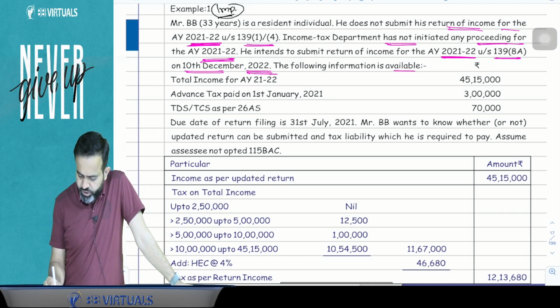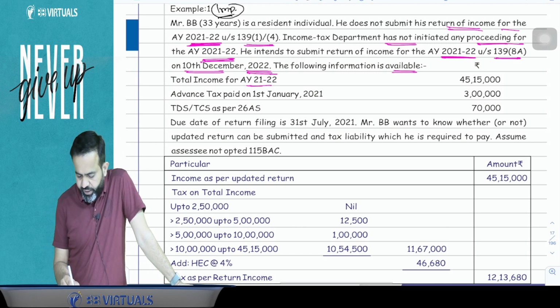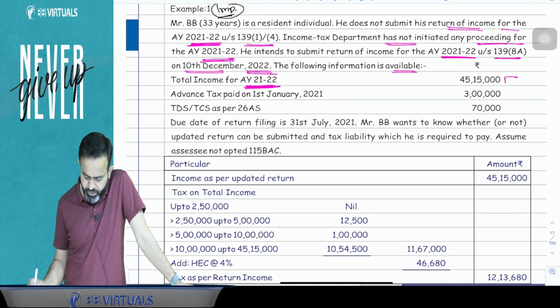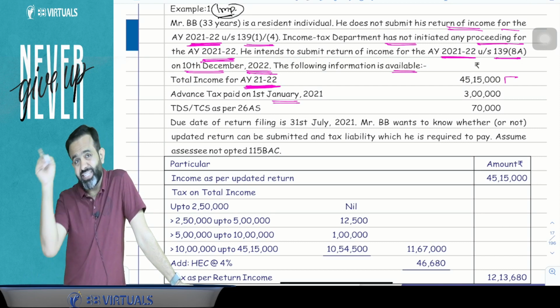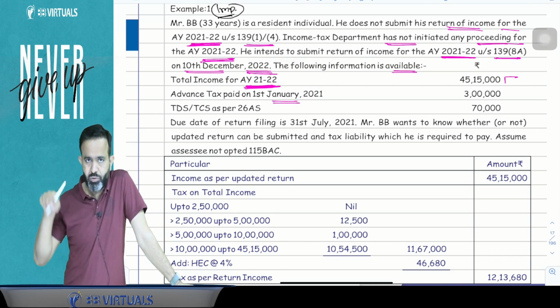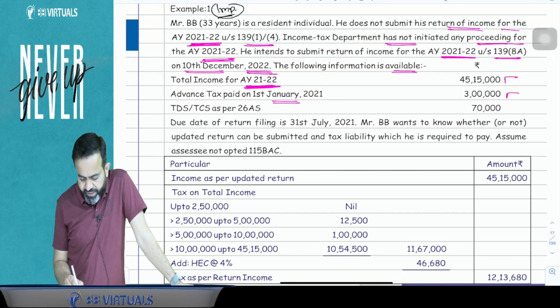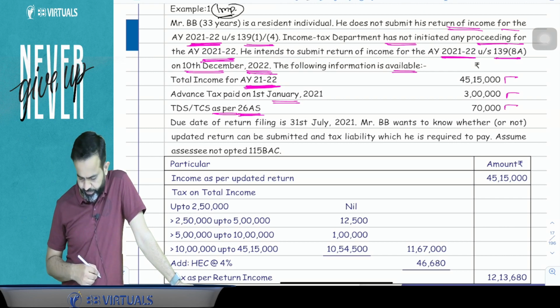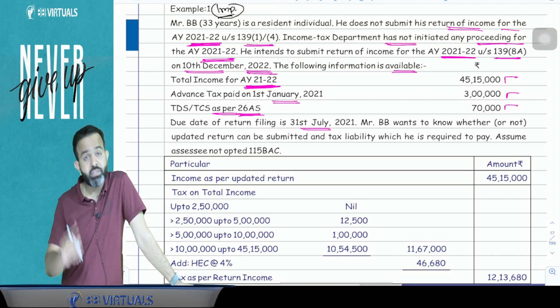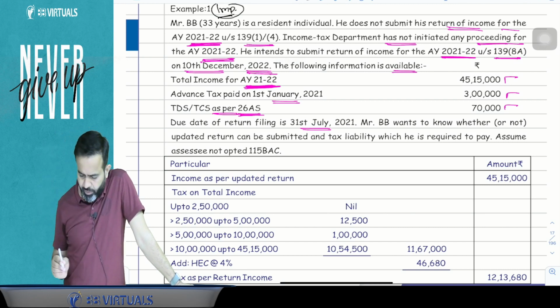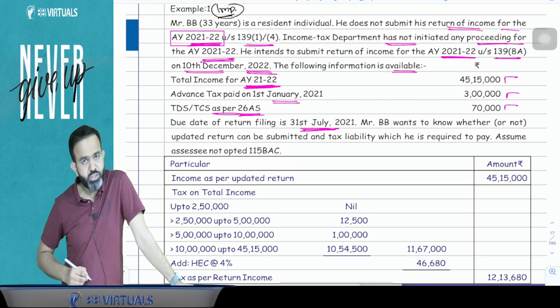The following information is available. Now I wish to declare the income for assessment year 21-22 as 45,15,000. My advance tax is already paid in that year. Advance tax is already reflected in 26AS. That was 3 lakh rupees. And my TDS and TCS as per 26AS is 70,000 rupees. The due date of return filing was 31st July 2021, because here we are talking about the assessment year 21-22. So that year my due date of return filing was 31st July 2021.